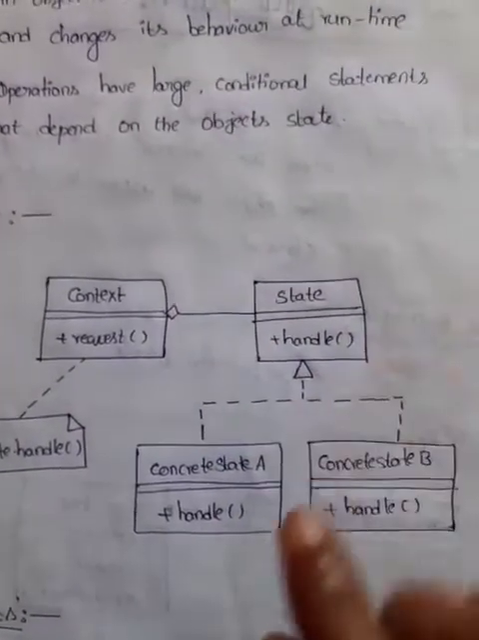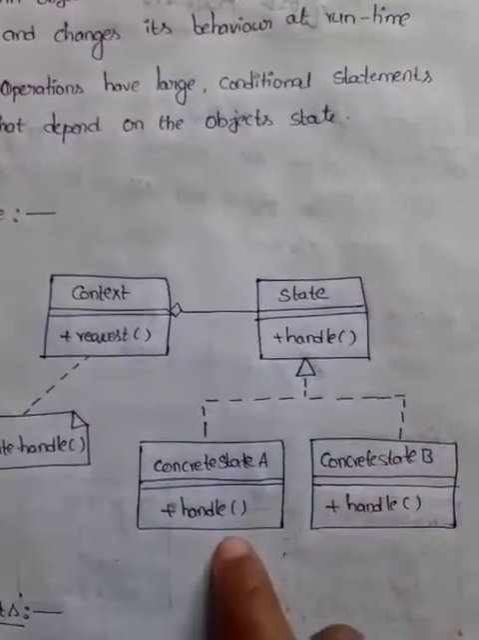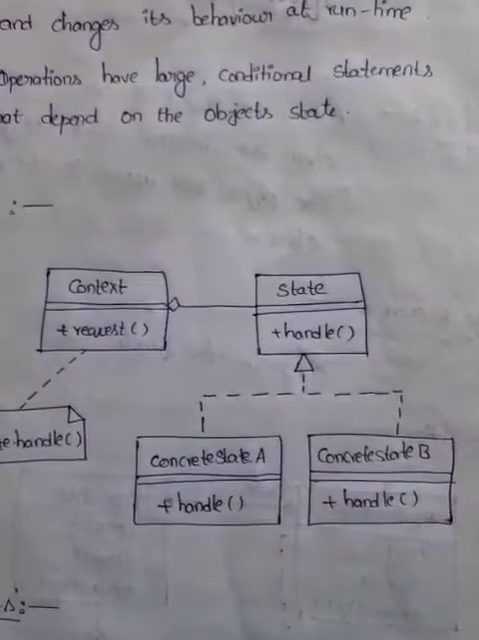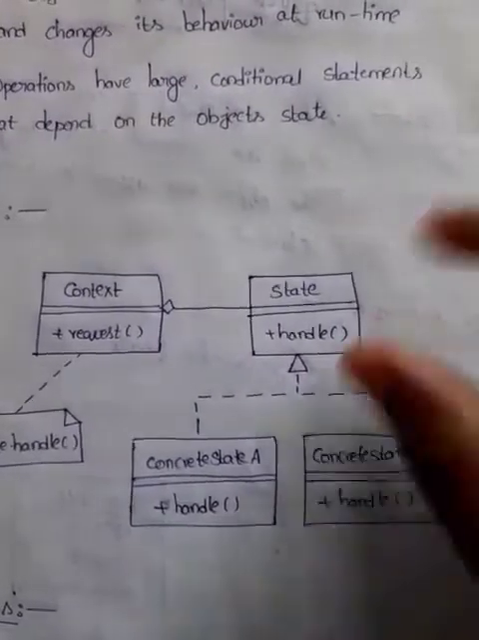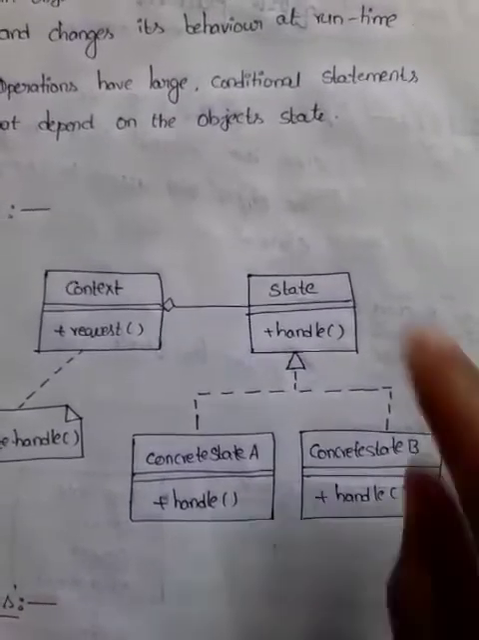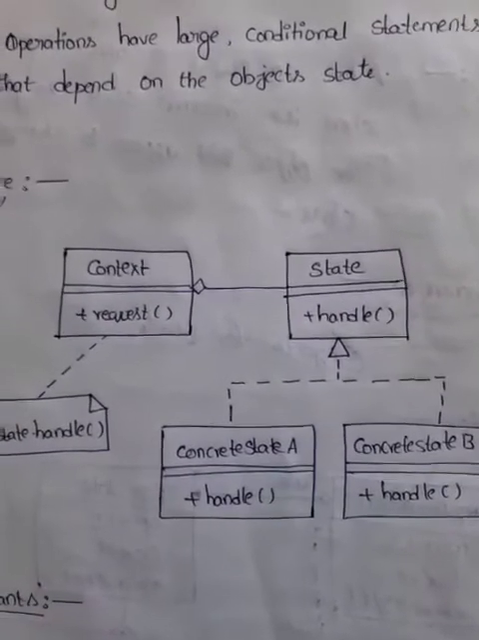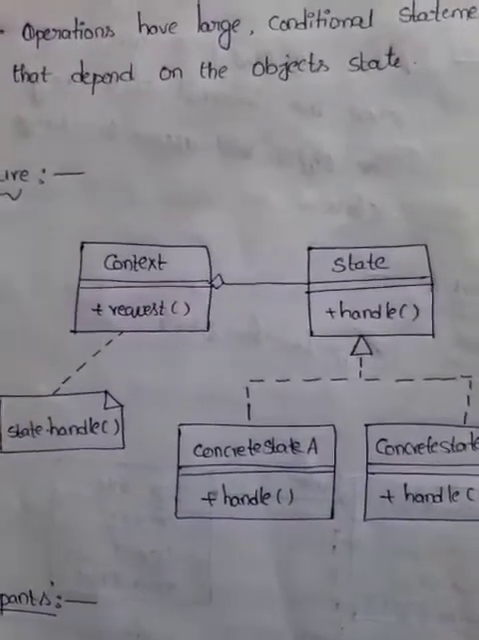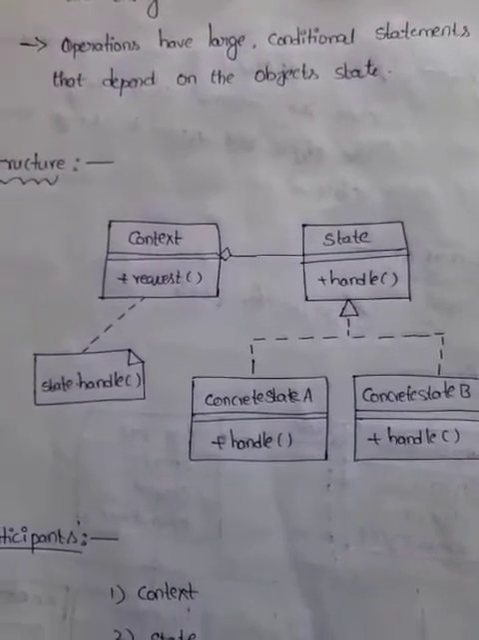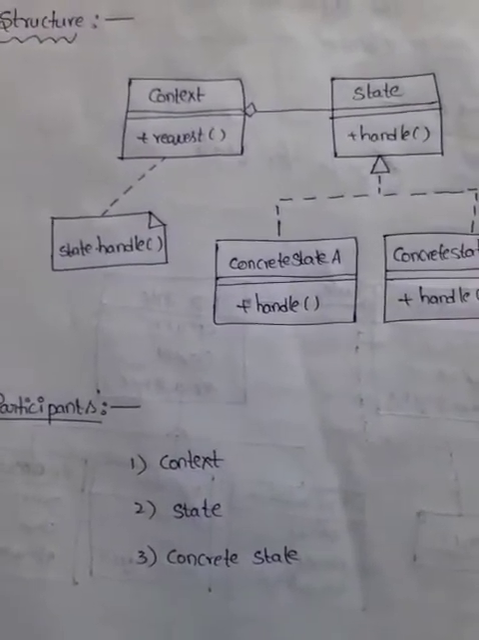Suppose it has a state of concrete state A, it has an internal state and it performs the operation of concrete state A. Suppose it has a state of B, then it will perform the operation of B based on the state that it has internally. Based on the context object's state, the behavior will be different. So, this is the structure for the state pattern, and based on this, let us see the participants of a state pattern structure.